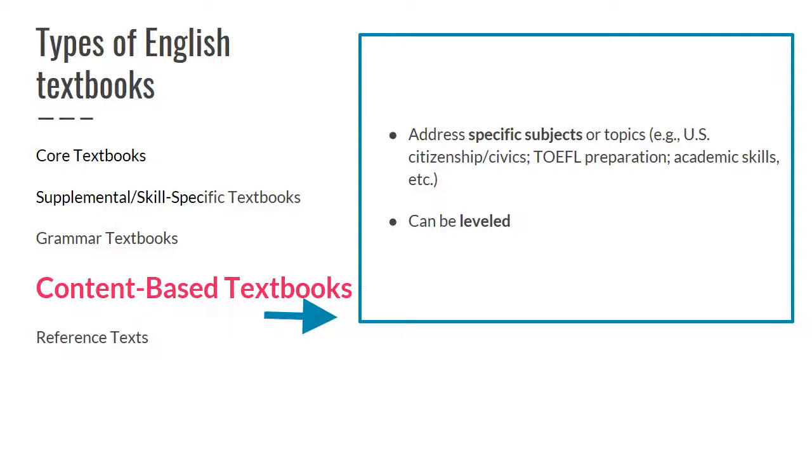Content-based textbooks focus on specific subjects or topics according to students' needs for English. For example, we often see content-based textbooks that develop English skills for taking the U.S. citizenship exam, or to help students prepare for the TOEFL test or other language exam, or even to develop specific academic language skills to succeed in college. Content-based text can be leveled, but most focus more on the topic of the text, thereby requiring the teacher to supplement the text with extra language support depending on students' proficiency levels.